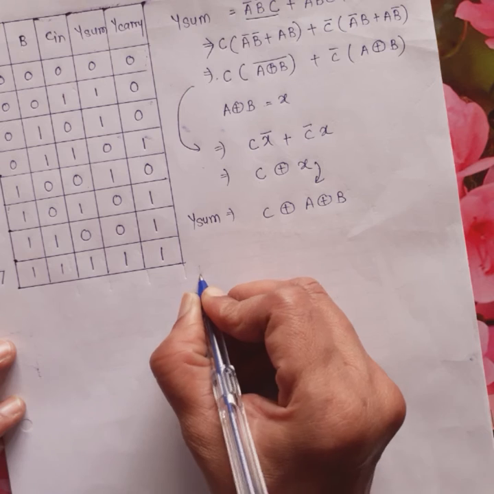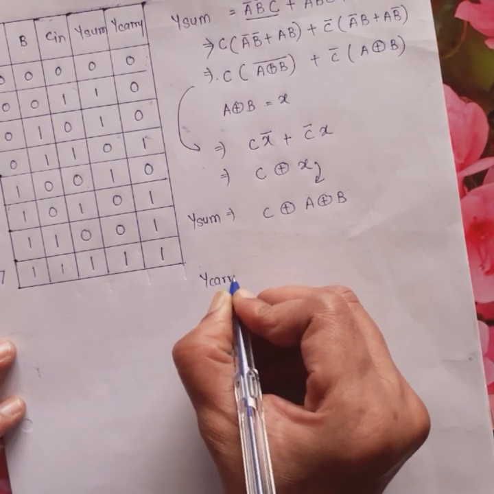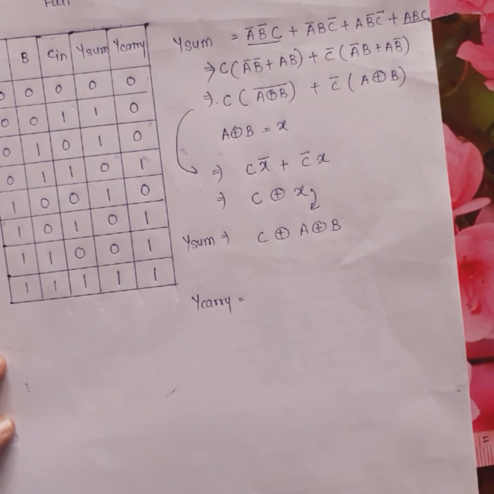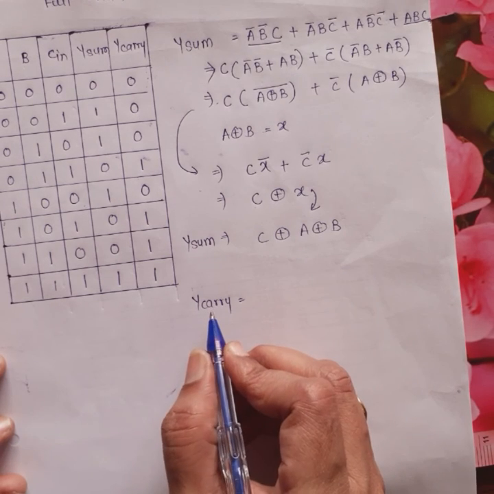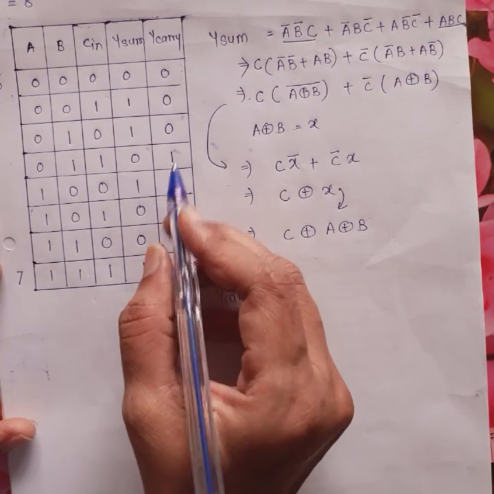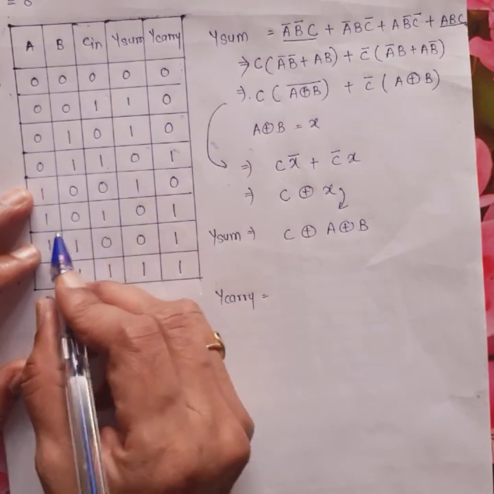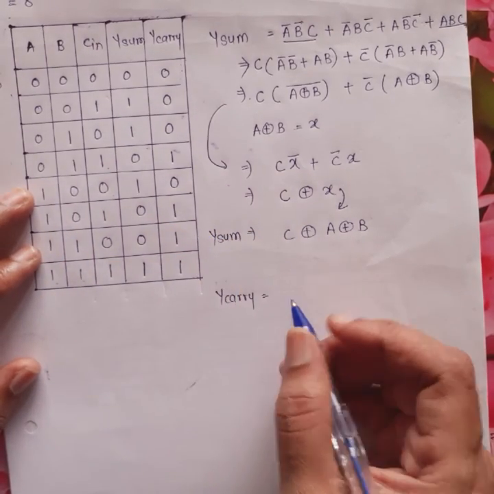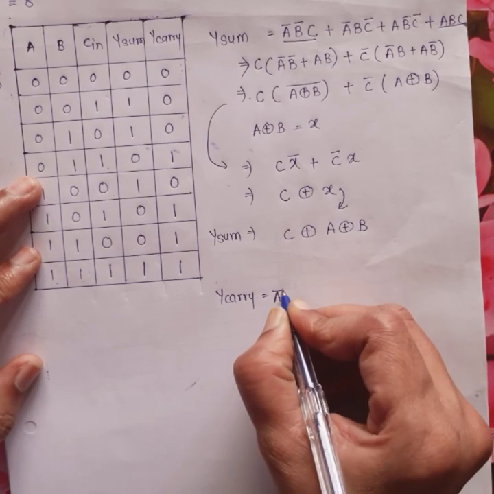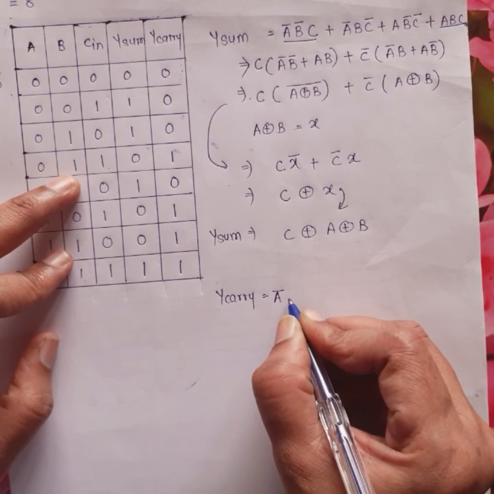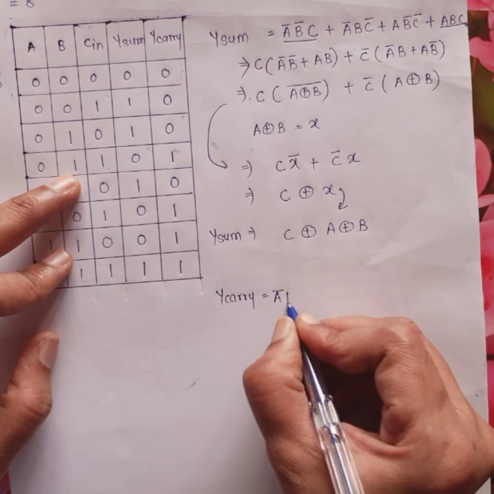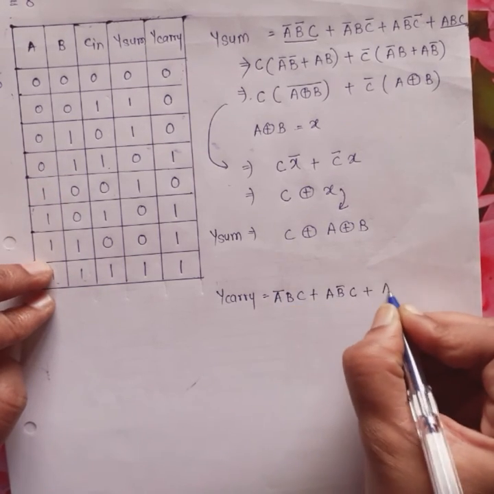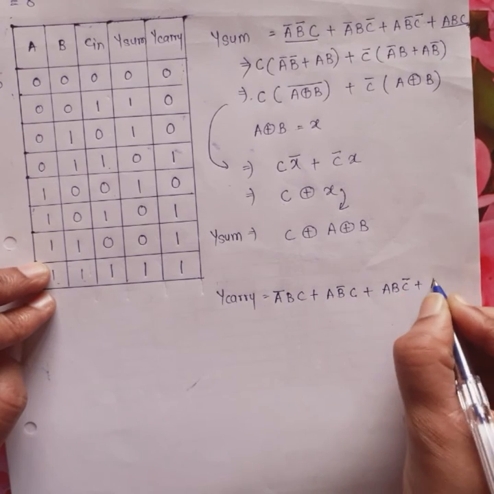Then coming to the carry. We'll write the Boolean expression for the carry by considering the minterms which resulted in one output: 0, 1, 1; 1, 0, 1; 1, 1, 0; and 1, 1, 1. These are the four minterms which resulted in one carry. So the respective terms are written in the expression as A bar BC plus A B bar C plus A B C bar plus ABC.